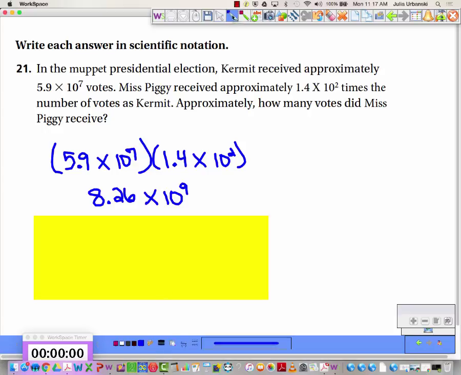Well, yeah, how many votes? Well, I just multiplied Kermit's times hers. Did you? And then went back? Well, it's just the directions, just that time.